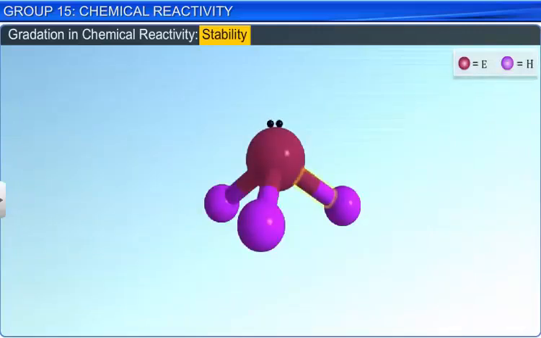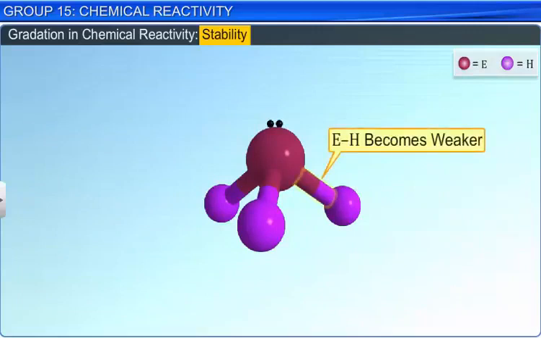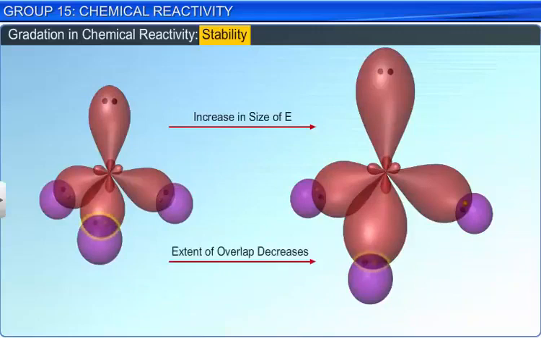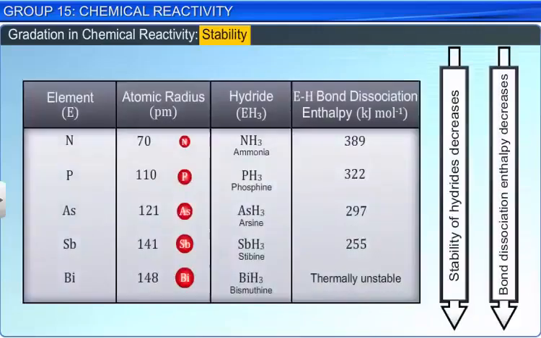In other words, with the increase in size, the overlapping between the orbitals of E and hydrogen will not be effective. This accounts for the decrease in the stability of hydrides as we move down the group.